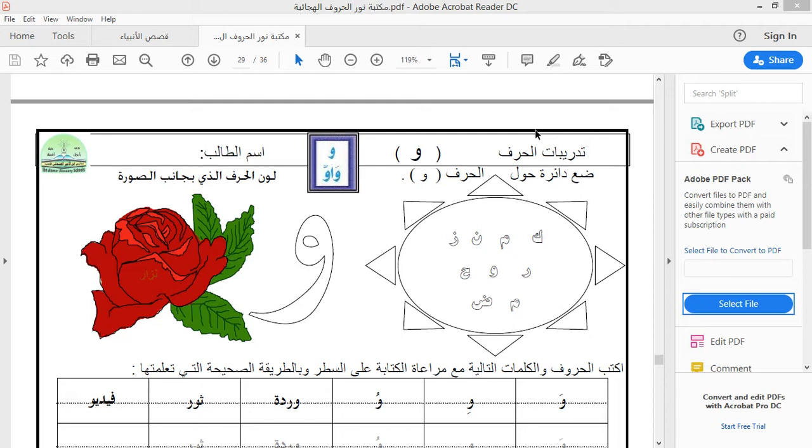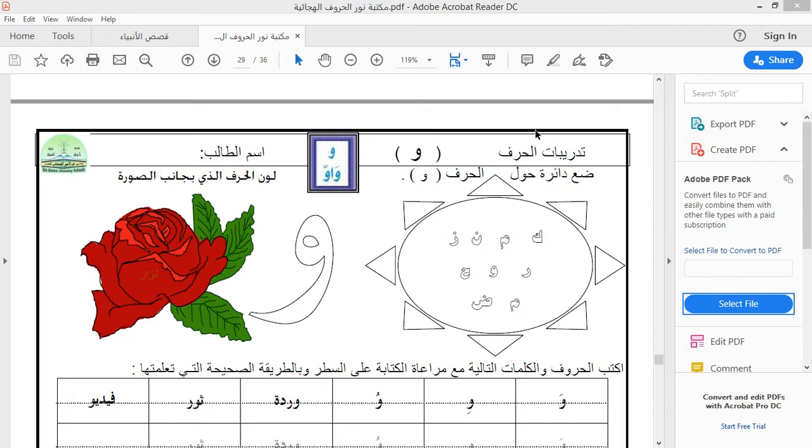Welcome to a new session on huroof. Inshallah, we are going to continue from where we left the last time, and we are still discussing the various representations of each letter at the beginning of a word, at the middle of a word, and at the last ending of a word. So we are going to continue from there, inshallah, today.